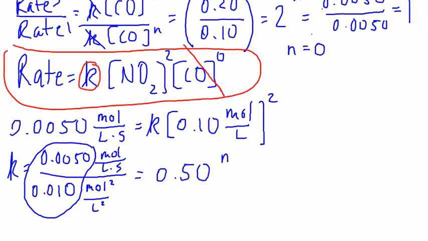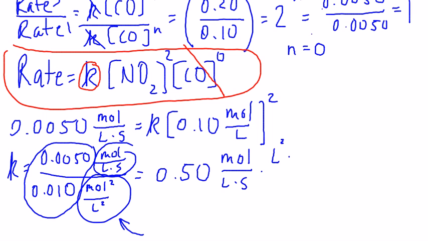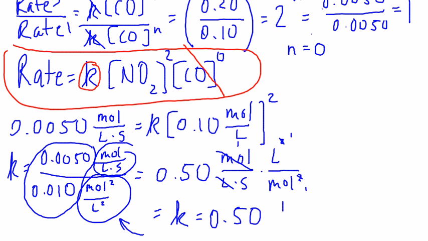And let's look at these units. If it's moles per liter times seconds, and I divide this by this, I invert the bottom and multiply. So liters squared divided by moles squared. This, of course, reduces to moles to the 1 on the bottom and liters to the 1 on top. So my final value for k is equal to 0.50 liters per mole times seconds.